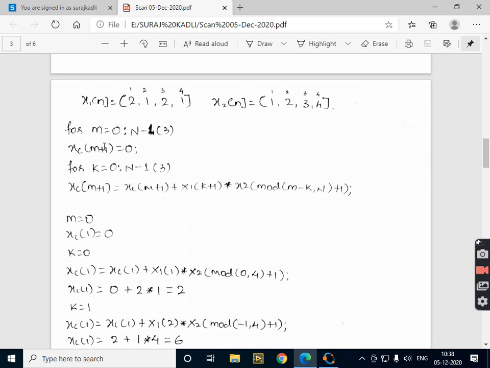Now this m plus 1 is because we are generating a vector starting from 0, but the 0 index will not be identified by Octave. So we'll add 1 to it to make it xc of 1, which will be the starting index in the Octave environment. Then the second for loop for k equals to 0 colon n minus 1, n minus 1 will be 3 again, and this is the actual formula which computes the circular convolution.